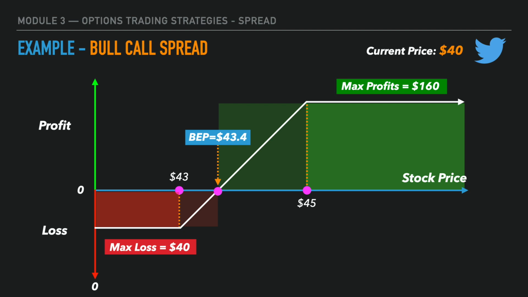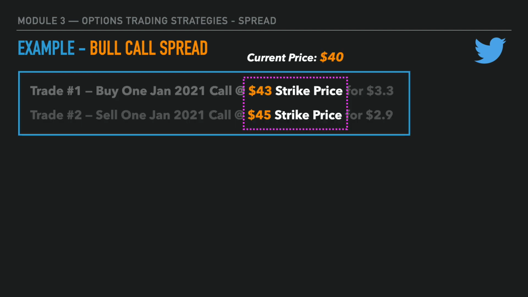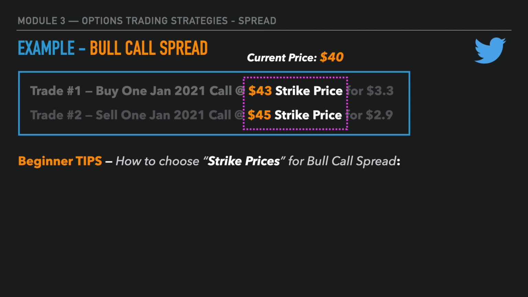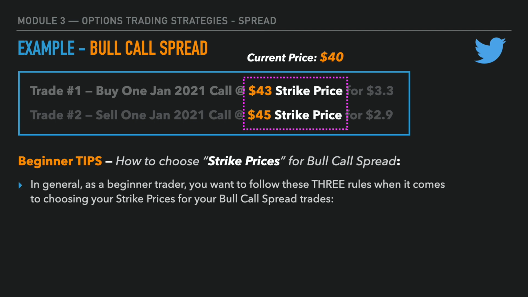So this is how the risk graph looks for a bull call spread trade. Now you probably wonder, why do we choose 43 and 45 for our strike prices? How do we choose the correct strike prices for our bull call spread trade setups as a beginner? In general, as a beginner who just started out in options trading, you want to follow these three rules when it comes to choosing the right strike prices for your bull call spreads.